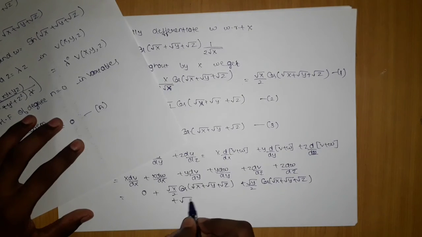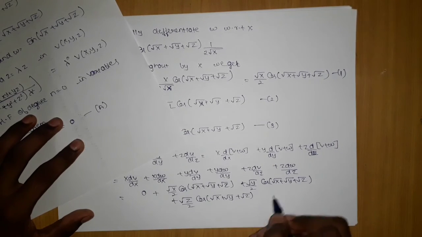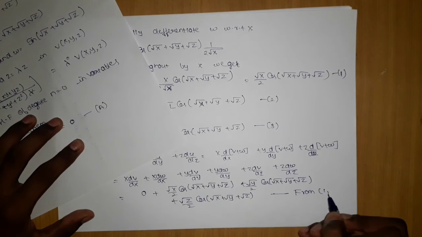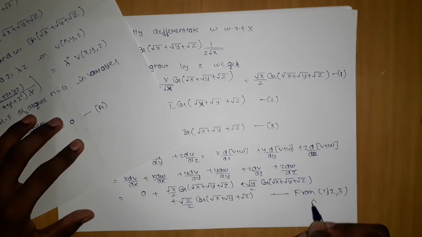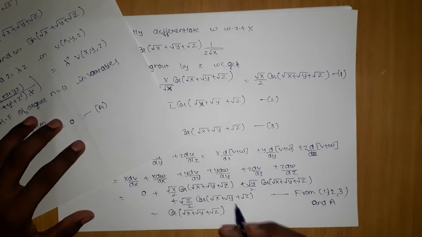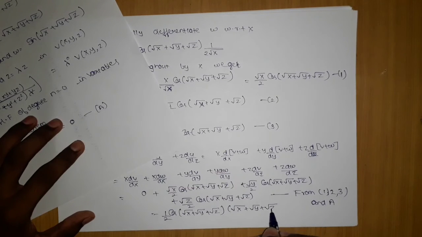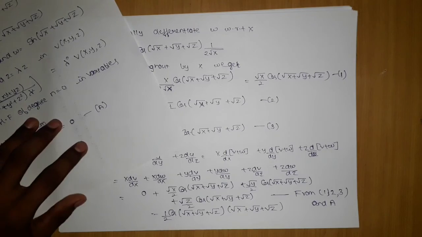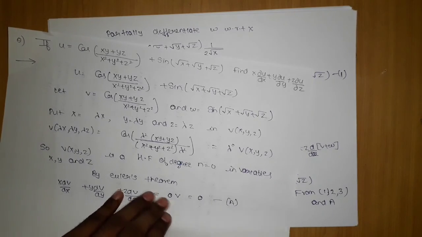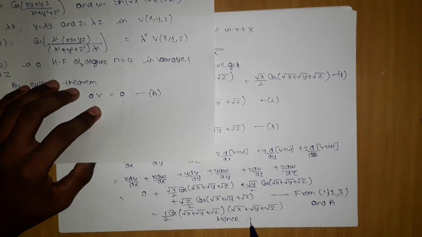Right? From 1, 2, 3 and a. And here I will take cos(√x + √y + √z) common. I will be left with the final thing, which is nothing but 1 by 2 (√x + √y + √z). So which you can write, okay, sine inverse v. Okay, so we are done with this problem. This is the value of the required thing, hence proved.